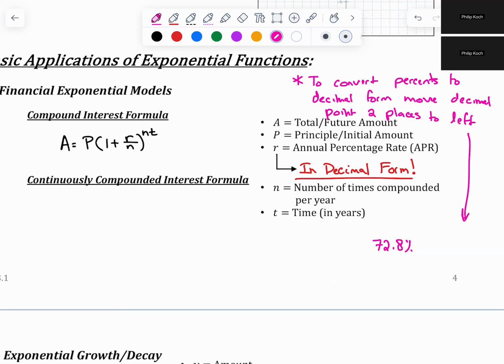So what we do to convert this to decimal format is you move it 2 places to the left. So it goes whoop, whoop, right there. So the decimal version is 0.728. If I had something like 8.2%, I would move the decimal point 2 places to the left, right there. And so this would become 0.082 as a decimal.